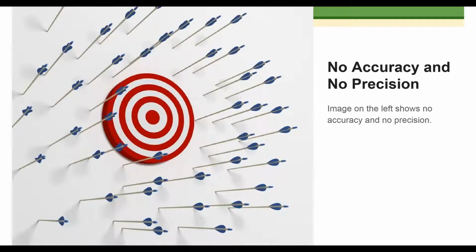Now, here is an example of no accuracy and no precision. Our image on the left shows no accuracy and, well, no precision. All of our arrows missed our target pretty horribly. If I were to ask you where you think the next arrow is going to go, about as much as you could tell me is probably not the target, but it could be a huge amount of area where it could go. So that's why I know it's not very precise. Our arrows are all over the place, and it's not very accurate because they're not hitting our desired target.